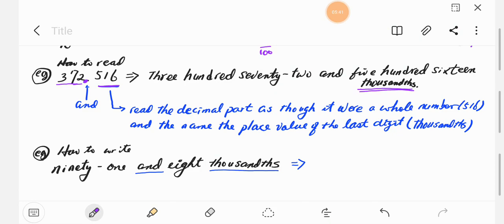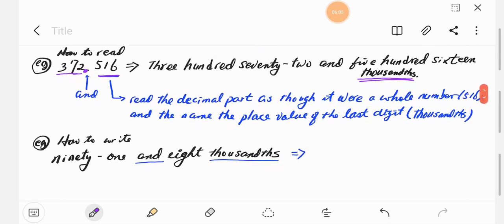Read the whole number part first, and then add the word "and", then read the decimal part. The decimal part should be read as a whole number, and then put the name of the place value of the last digit. In this case, thousandth. All right.